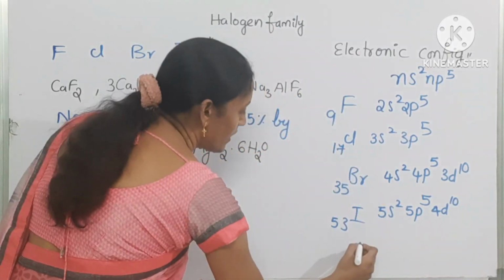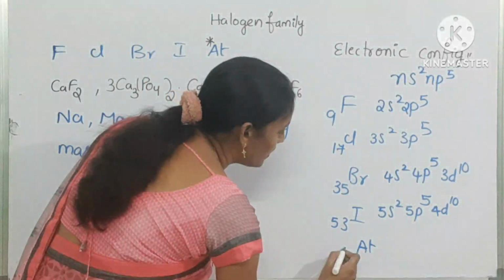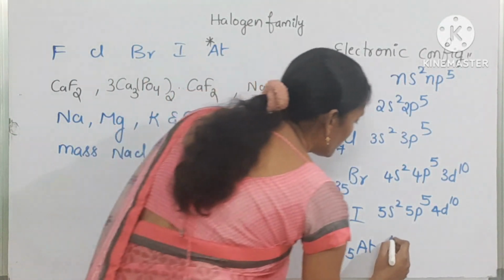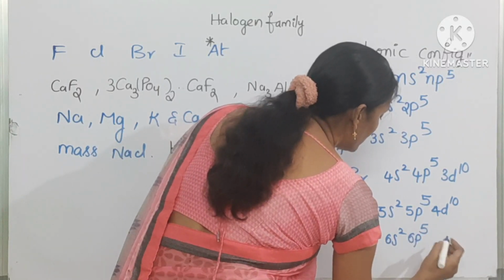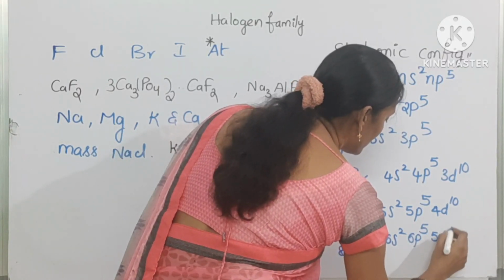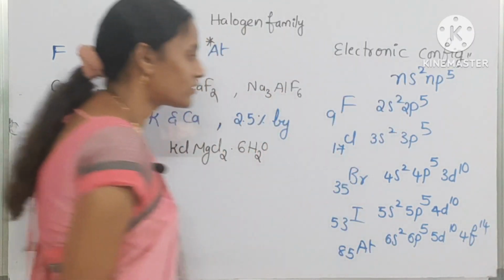Astatine, you can see, is it visible? Yes, visible only. Its atomic number is 85, with 6s2 6p5, and next 5d10 4f14. This is only about the outer shell electronic configuration.